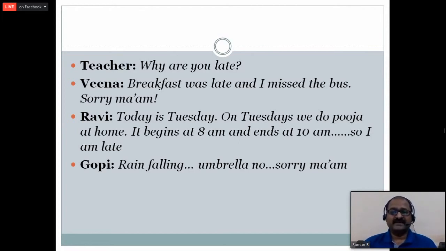Gopi doesn't have enough language. So he says, "Rain falling, umbrella, no, sorry, ma'am." Though Gopi doesn't have enough language, I'm sure all of you, when you look at it from the acceptability point of view, will agree Gopi has the minimum basic words so that he can communicate in this context. So this is why understanding grammaticality and acceptability, and understanding the implications of fluency and accuracy, and at what stage we should promote them, are very, very important.